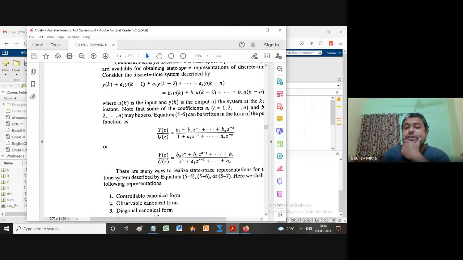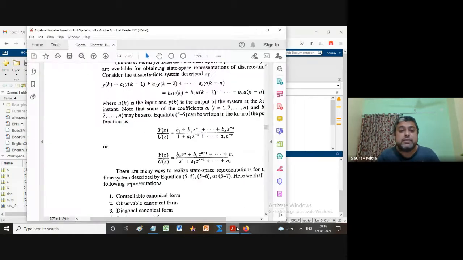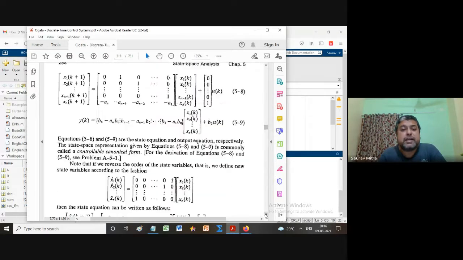So our case also the same thing like this. It is S square plus something of S plus constant, and numerator it is something of S plus constant. So you can find out here it is S square plus 3S plus 2, and there is no S square term in the numerator. Okay, that means if you compare with this, you'll find that the B0 term is equal to 0 for our case. So in this case you can find out controllable canonical form directly.